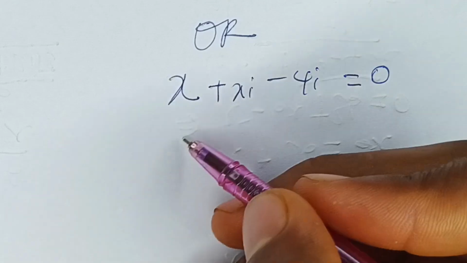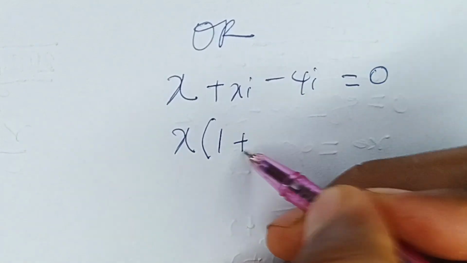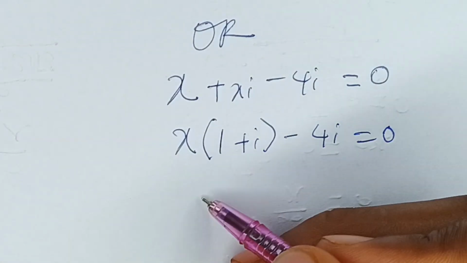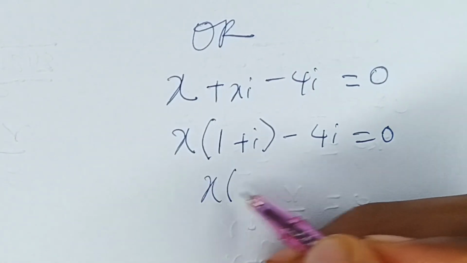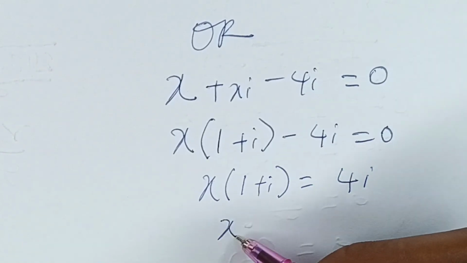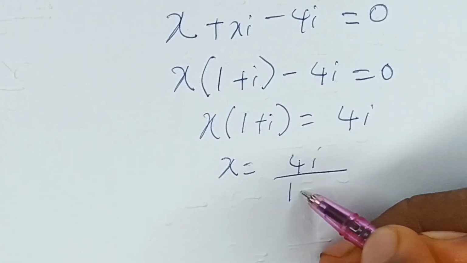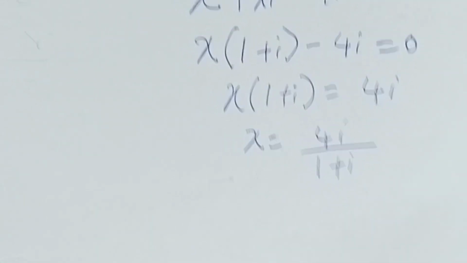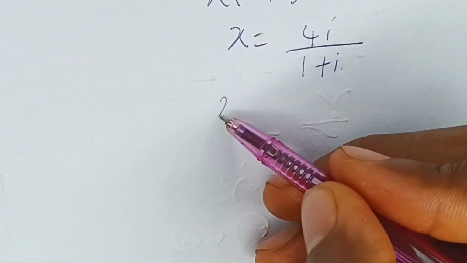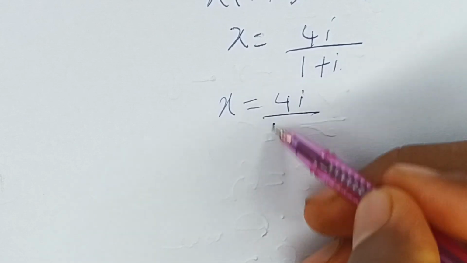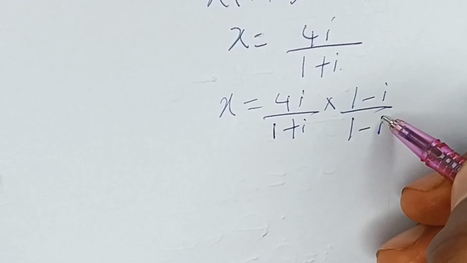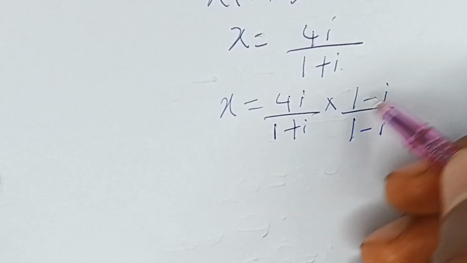From here, we now have that x(1 + i) − 4i is equal to 0. From here, x(1 + i) is equal to 4i. From here, we have that x is equal to 4i over (1 + i). And at this point, we should rationalize this denominator, because i is not a real number. So we have that x will be equal to 4i over (1 + i) times (1 − i) over (1 − i). Now this is the conjugate of this.